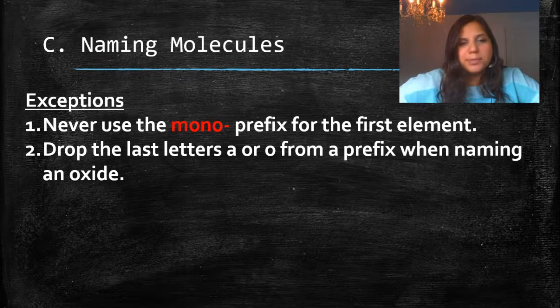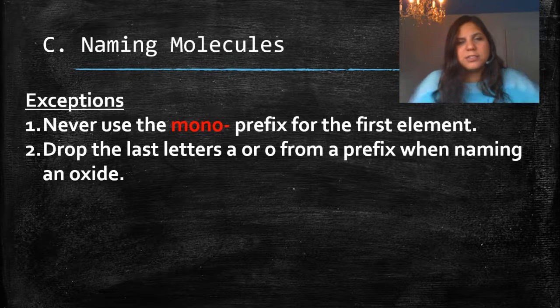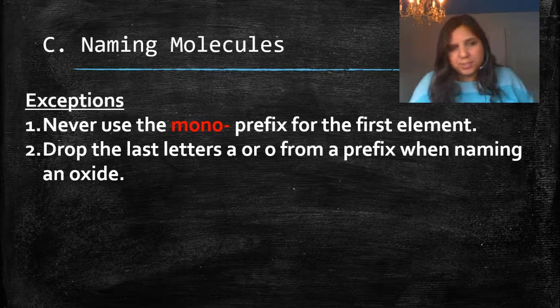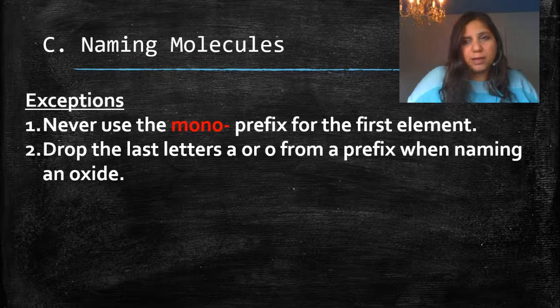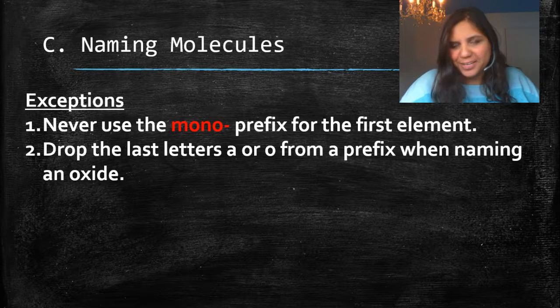Okay, we will drop the last letter of A or O from the prefix when naming any oxide. This is so that it doesn't sound funny when you're saying it, like deca oxide. It's kind of hard to say that, so we just change it to dec oxide, which is still kind of hard to say, but here we go.